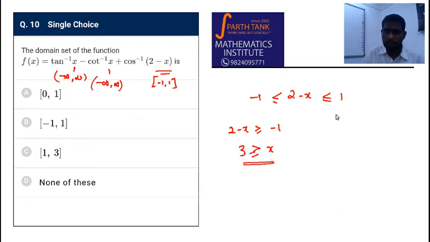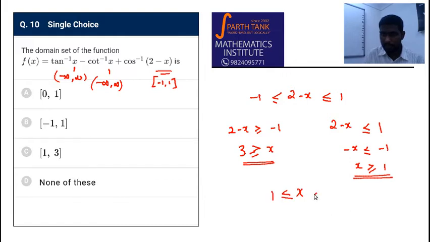Okay, and here 2 minus x is less than or equal to 1 will give minus x is less than or equal to minus 1, or x should be greater than or equal to 1. Therefore combining this, I can say x is greater than or equal to 1 but less than or equal to 3, which is the closed interval 1 and 3. Option C, very simple, based on cos inverse of x, which can take values only from minus 1 to 1.